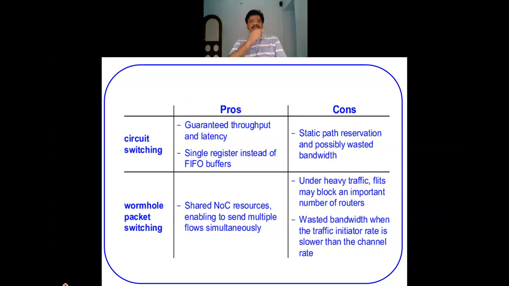See the specified pros and cons associated with circuit switching. Circuit switching guarantees throughput and latency. Once a path is established, your data is delivered towards the destination, and that is the biggest pro associated with circuit switching. A single register is required instead of first in, first out type of buffers.